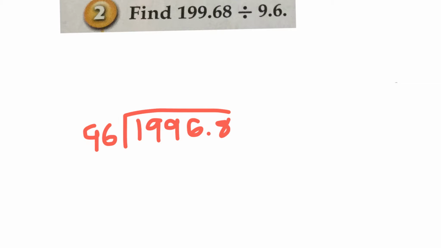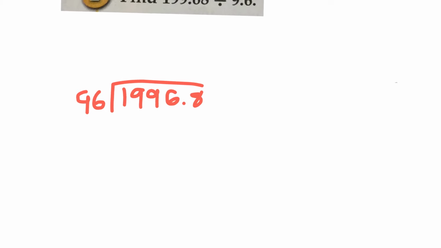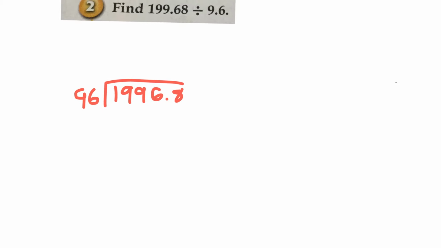Now we go ahead with our division. Can 96 go into 1? No. Can it go into 19? No. Can it go into 199? Yes. How many times can 96 go into 199? 2. So this is the way I think about it, okay? 96 is really close to what number? 100. 199 is real close to what? 200. So how many times could 100 go into 200? All right, so that's how I'm getting my number.